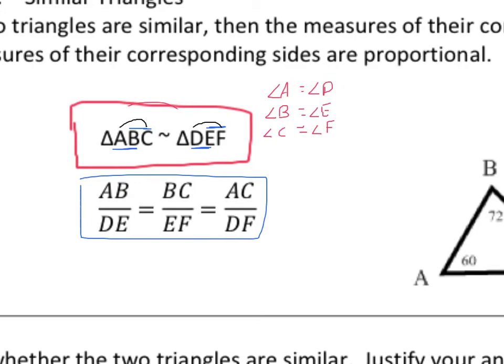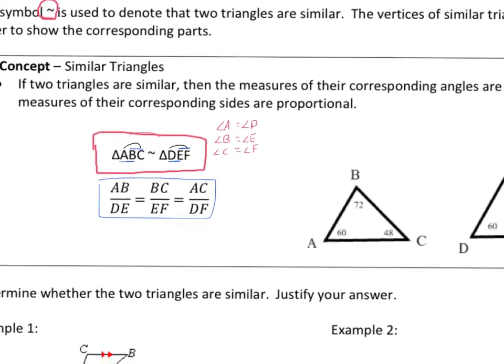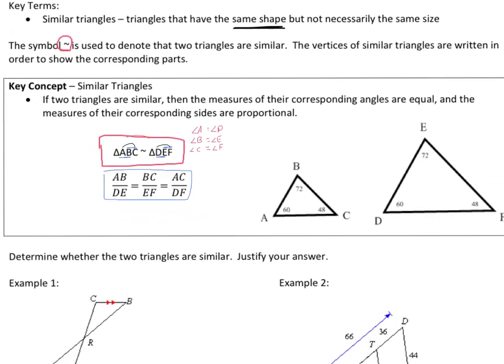So again, in our definition box here, it states that if two triangles are similar, then the measures of their corresponding angles are equal, okay, and the measures of the corresponding sides are proportional. And again, with proportions, you can cross multiply and solve with that method.